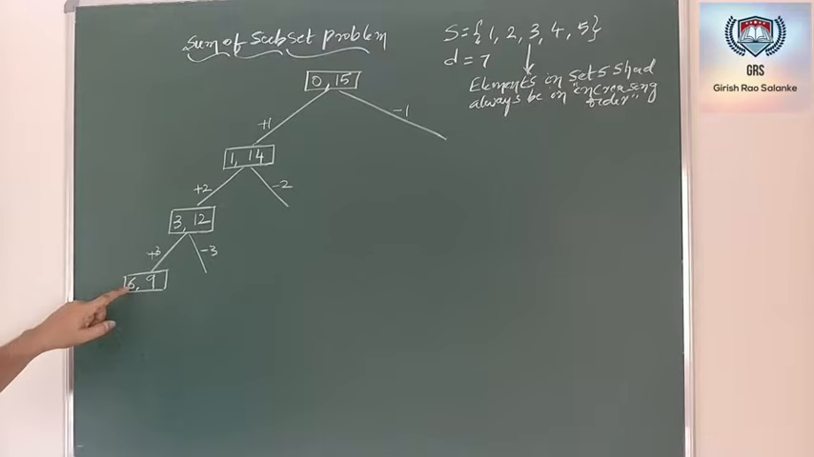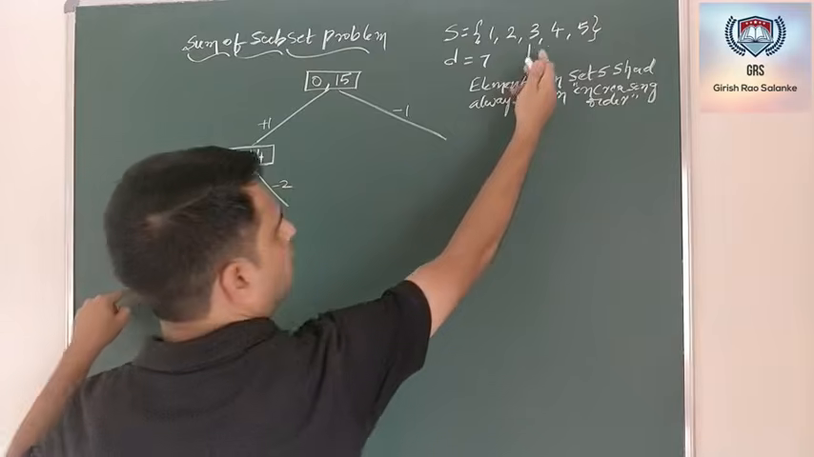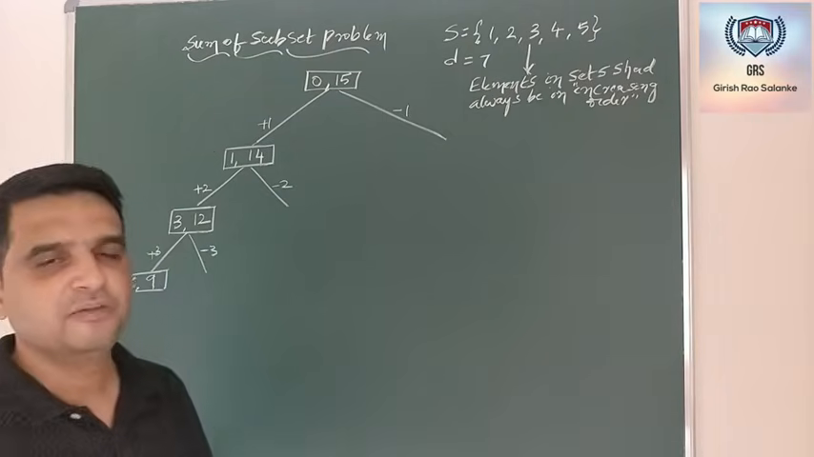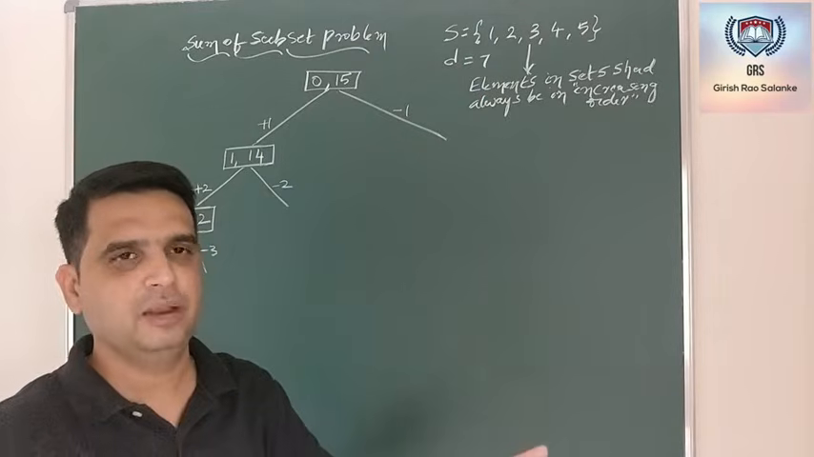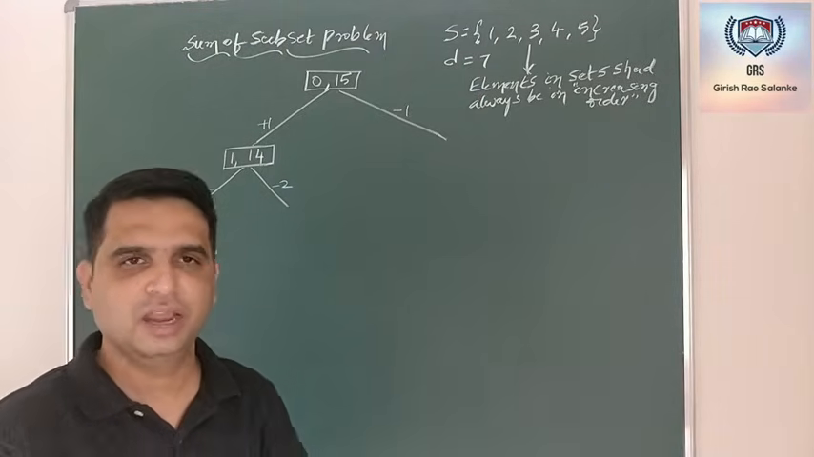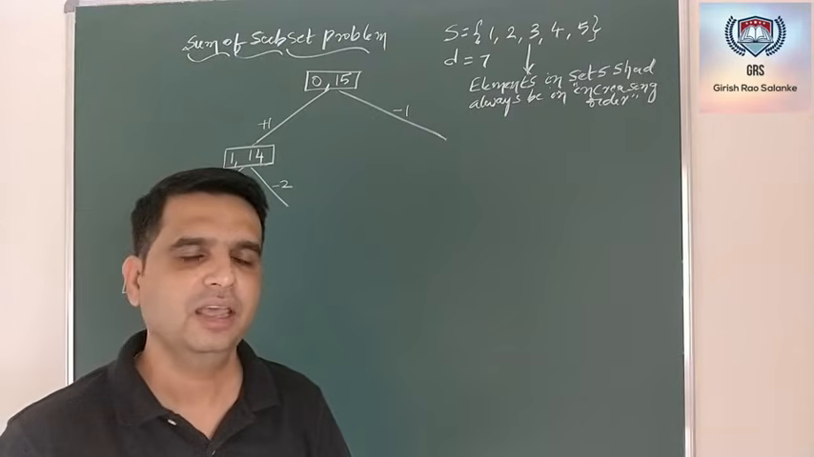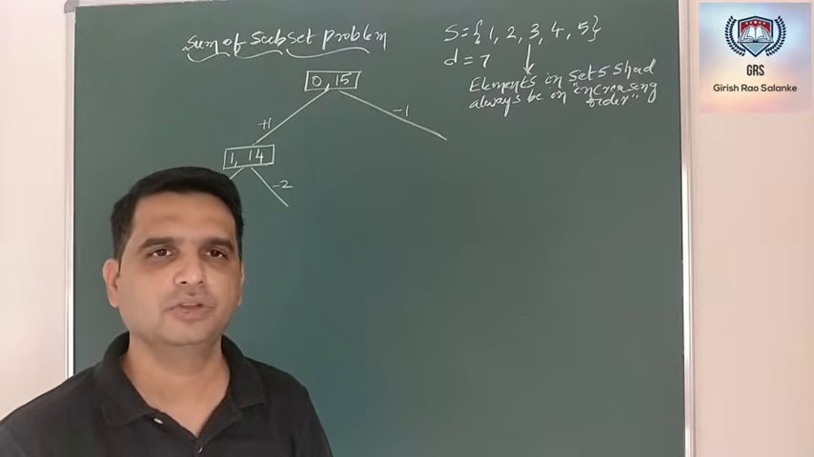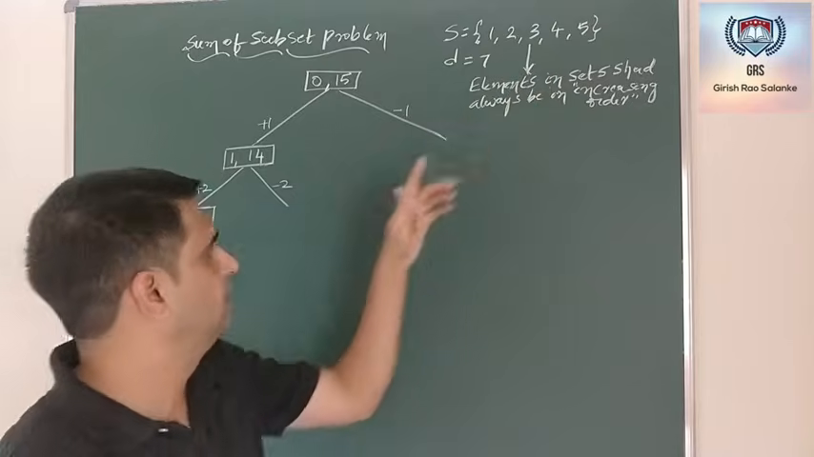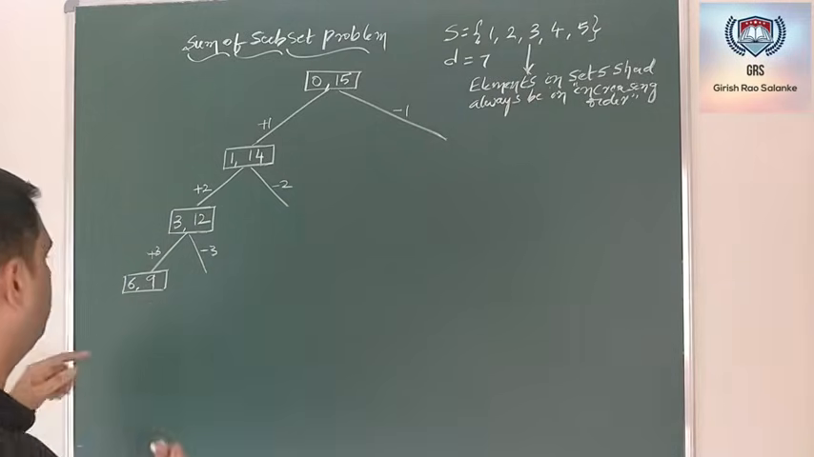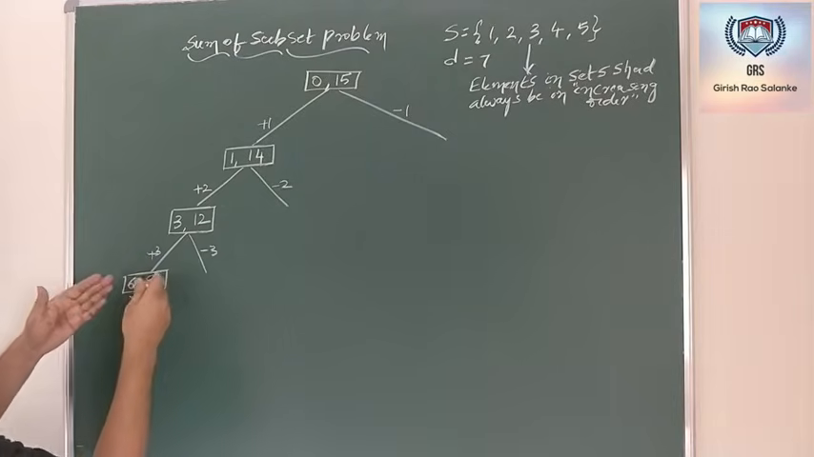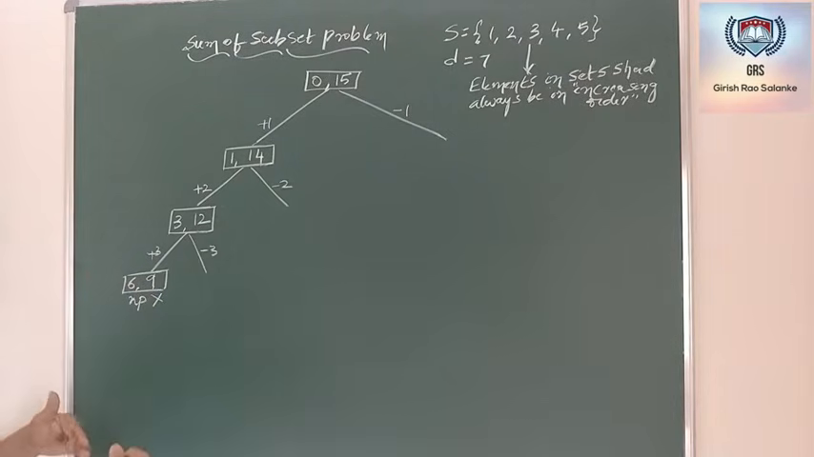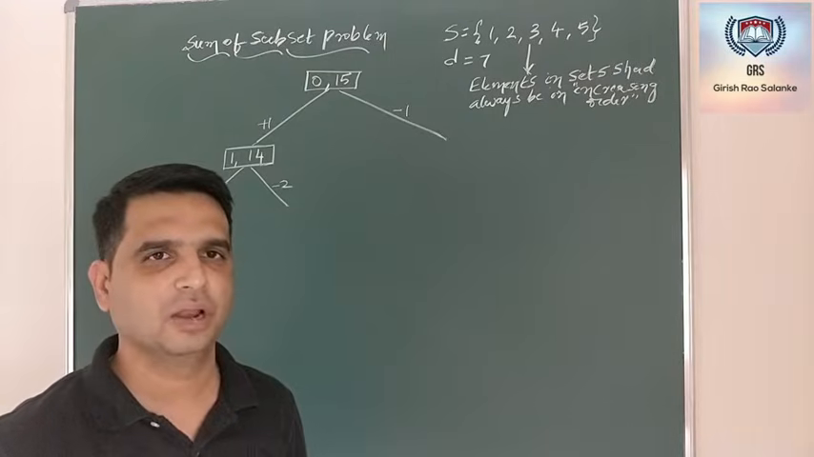Now at this level, see if you add the next object. The next object is 4. 6 plus 4 is 10, which is greater than d. Whenever I'm adding the next element, if it is equal to d, then we have to stop. If it is greater than d, then also we need to stop. Now in this case it is greater than d. That means 6 plus 4 is 10, so this will be a non-promising node. Even if I build my tree after this level, it will not give me a feasible solution.